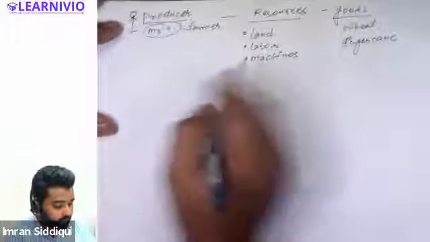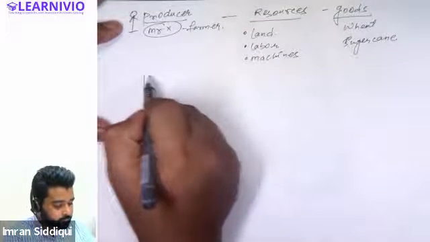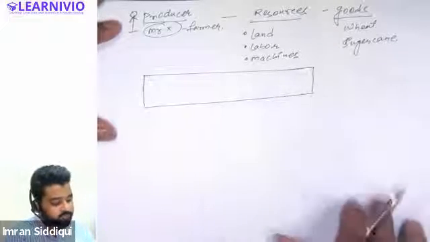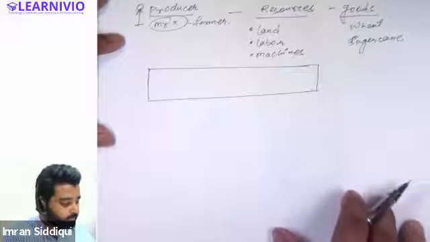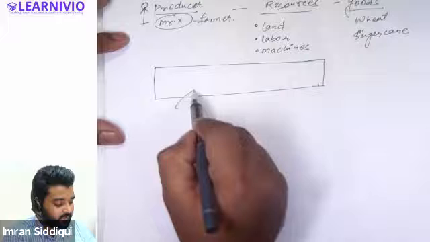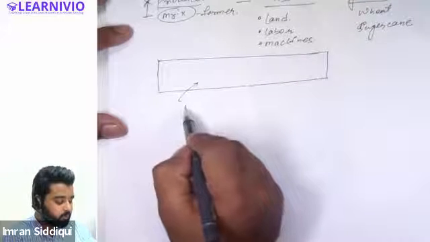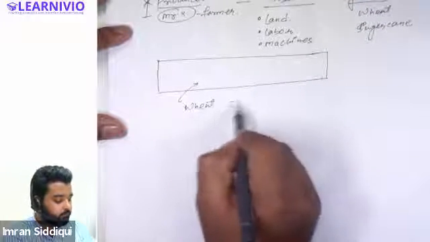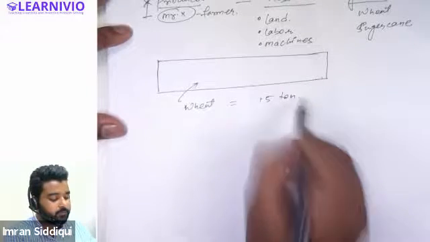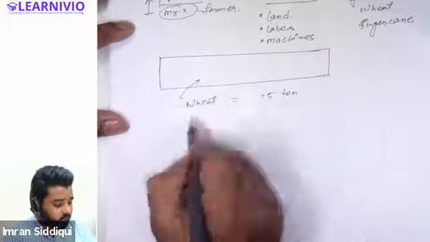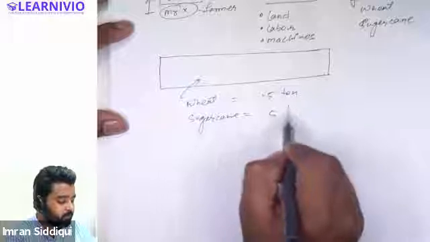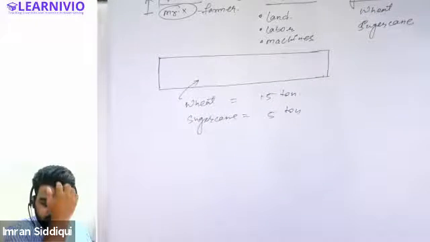So let me give you a quick idea. Suppose he has this amount of land available with him. Suppose this is the area of land available with Mr. X for producing wheat and sugarcane. If he wants to produce wheat on this land, he will be able to produce, suppose, 15 tons of wheat. And if he wants to produce sugarcane using all of his resources, then he will be able to produce 5 tons of sugarcane. This is the amount of area.